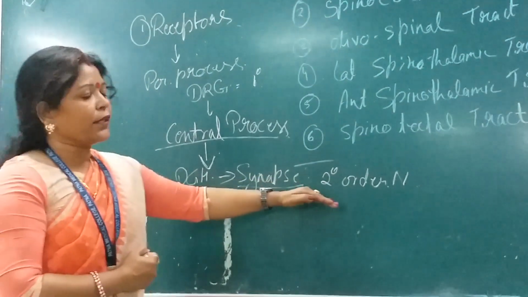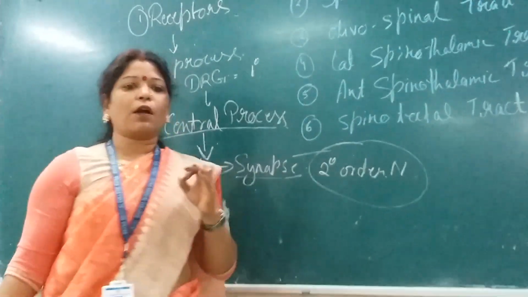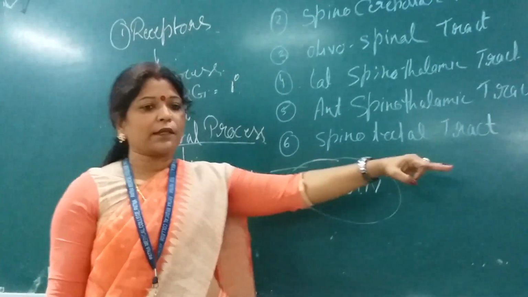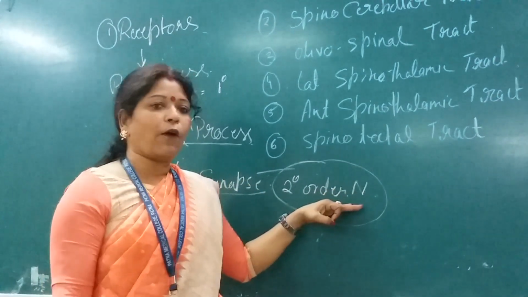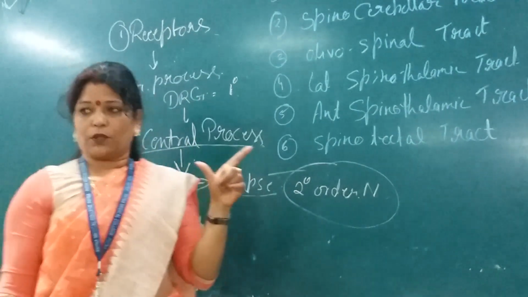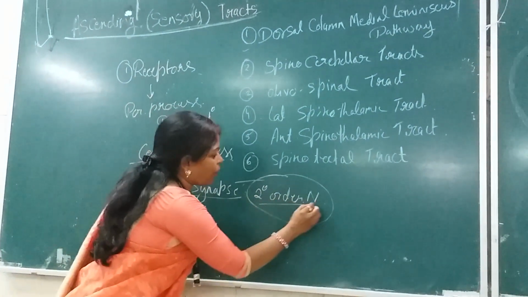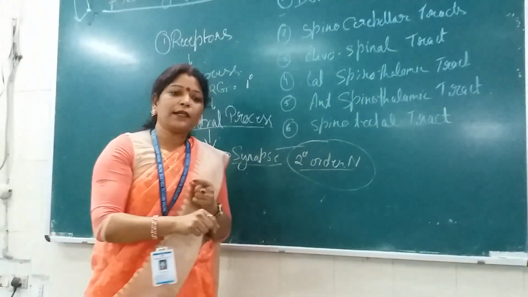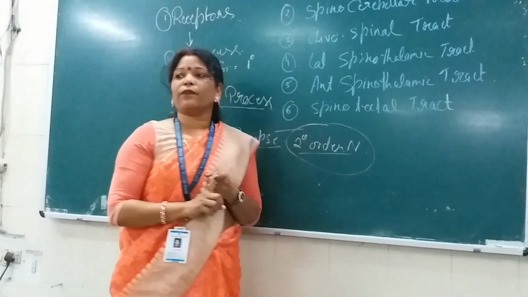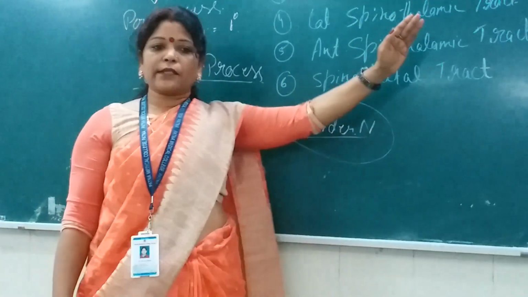Okay. Now the second order neuron. Focus here. Depending upon the tract, sometimes this second order neuron is present inside the spinal cord in the dorsal gray horn, but in some tracts it is present in the brainstem also. Isn't it? So it is not confirmed that the second order neuron is in the spinal cord. You have to find the second order neuron not only in the spinal cord, but above, that is, in the brainstem also.